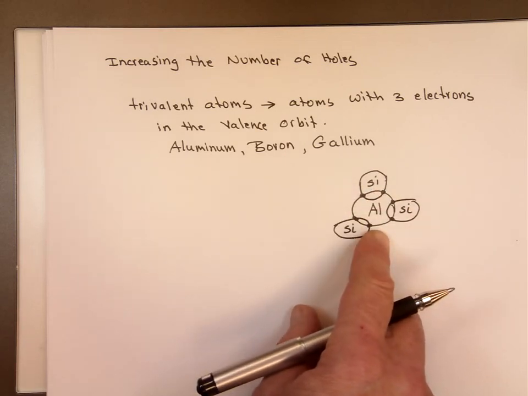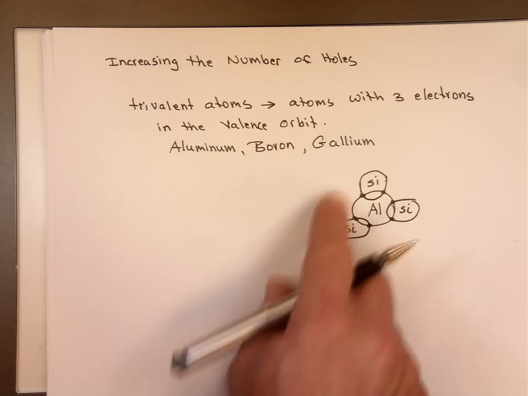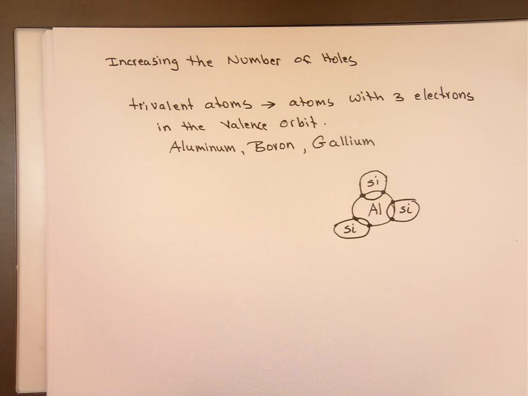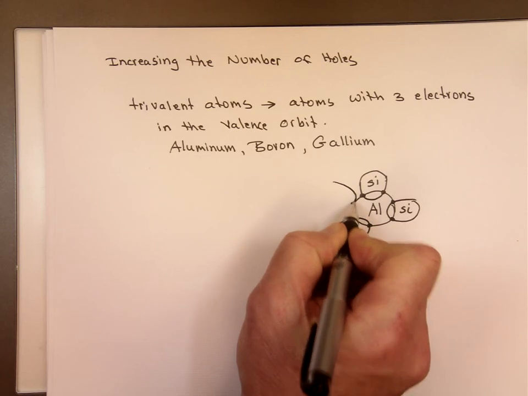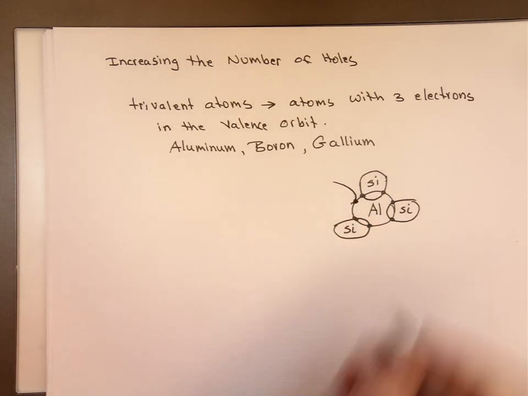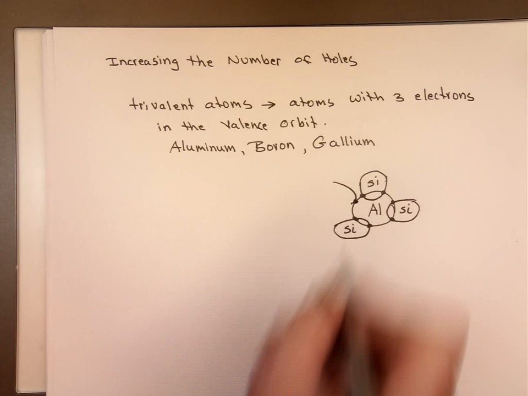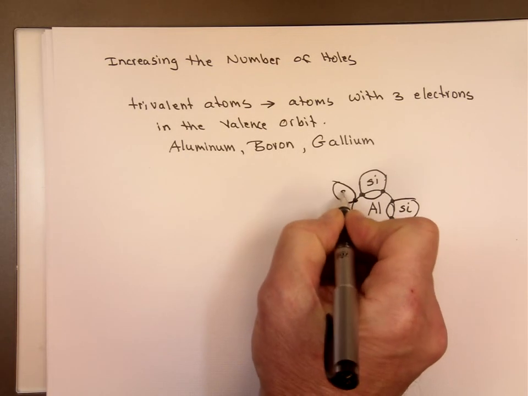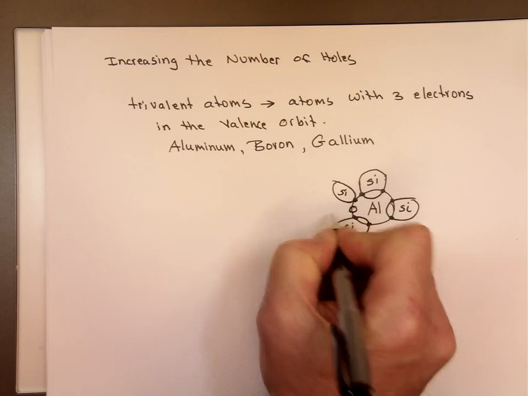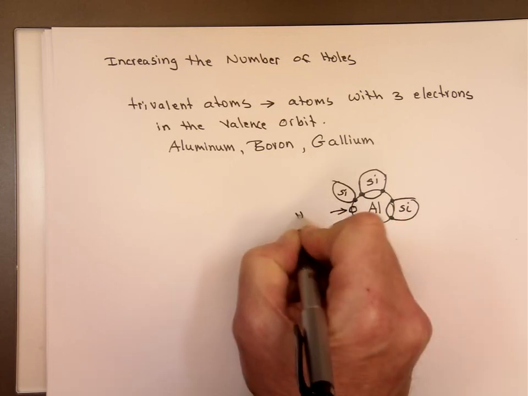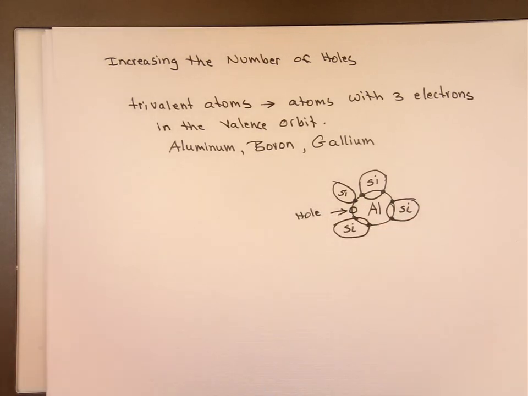What about if the next one comes in? There's nothing to share. There's only 3 electrons here. So if another atom comes in here, we're not really sharing. We have 1 here. That means we have 7 in the outside orbit in the valence. So we have a hole here.